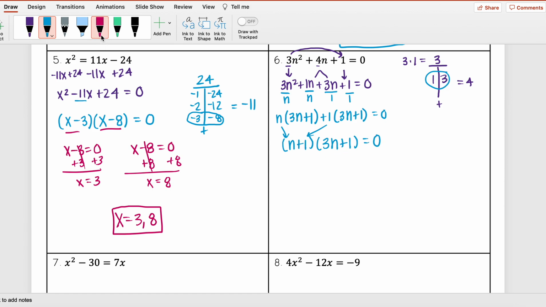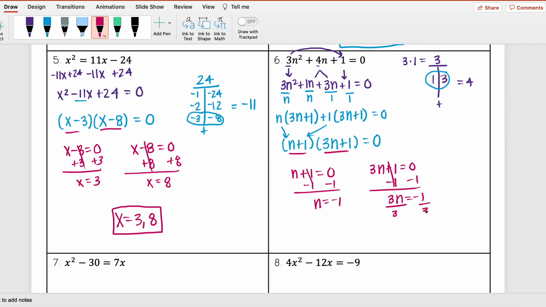And so now I have factored that out. And now since I have it factored, I can set each of these equal to 0 and solve. So I end up with n is equal to negative 1 and negative 1/3.